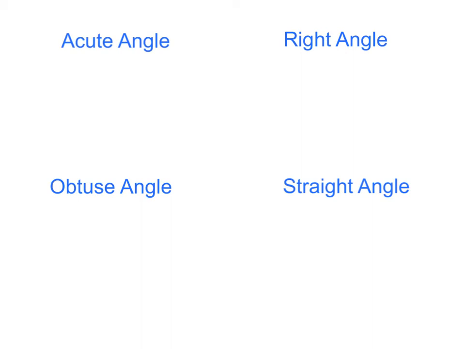Let's quickly review these four kinds of angles. An acute angle has two rays and a vertex. We'll call it angle A here. And an acute angle, in this case the measure of angle A, has to be less than 90 degrees, but it also has to be greater than 0 degrees.